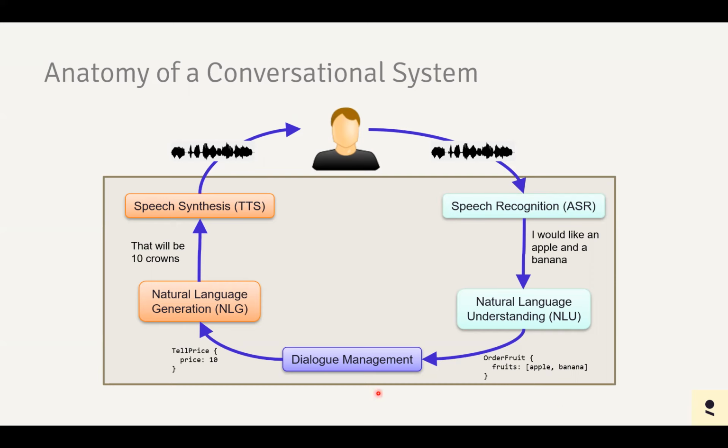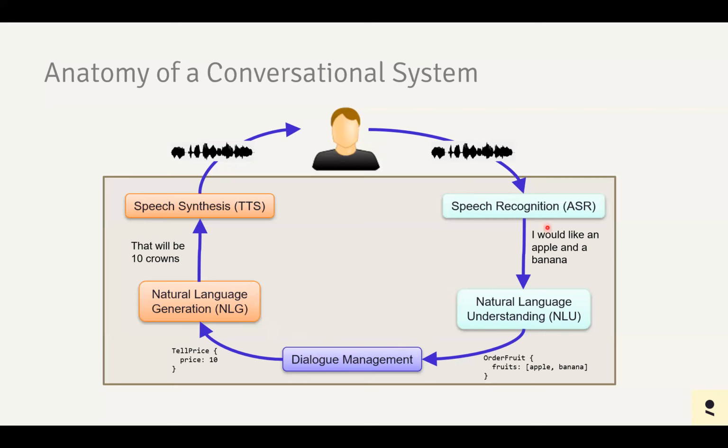The dialogue manager's task is then to take this and produce an action for the system, which can often be to say something back to the user. We might have a step here which is called natural language generation, which means that we transform this into a text that will be 10 crowns. And then a speech synthesis component that turns this into audio back to the user. And then we have a dialogue or a conversational system going on in this loop here.